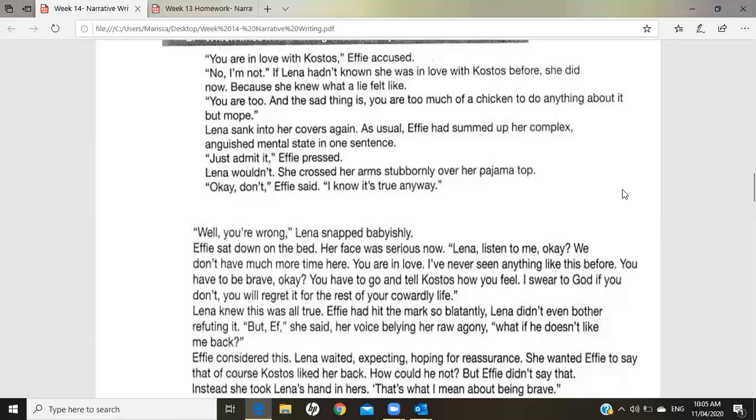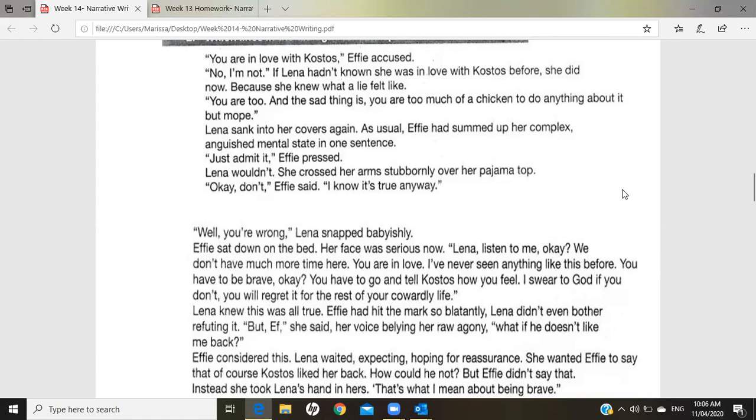I think she's being pressured too. Yeah, she's being peer pressured because Effie is just trying to tell her to do this fast. We don't have much time. You need to tell him. And this is a team with love, too.